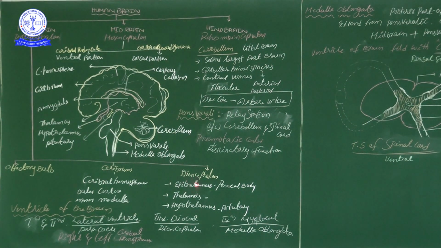Next is the diencephalon, the last part of the forebrain. The diencephalon is again partitioned into three regions: the epithalamus, the thalamus, and the hypothalamus. The hypothalamus plays an important role in the nervous system and the endocrine system, because the pituitary gland originates from the hypothalamus. So the pituitary gland is controlled by the hypothalamus. The hypothalamus has a major role.